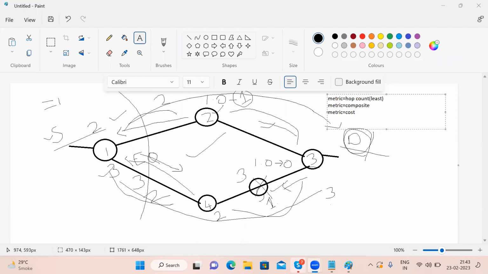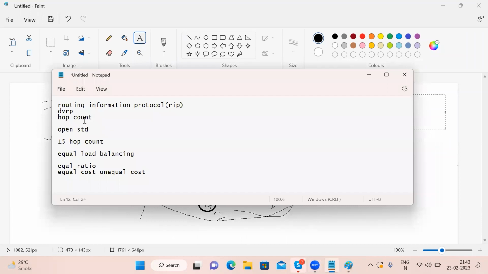Any other feature? Routing protocol, distance vector. What exactly does vector mean? To capture something. It will capture the distance in the form of hop count. That is why they are known as distance vector routing protocols. What are the different types of routing protocols? Distance vector routing protocol, and the second one is link state routing protocol.